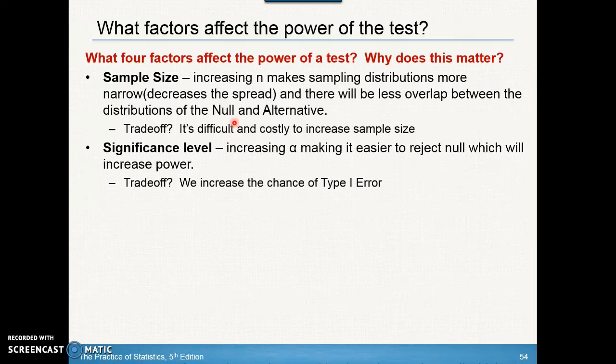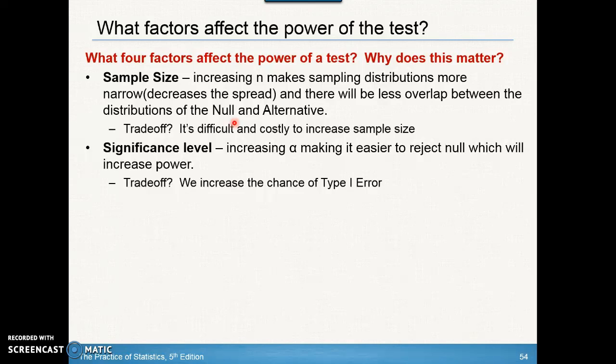All right, now what about the significance level? If you increase alpha, it actually makes it easier to reject the null, which increases the power because we're rejecting the null more often. Okay, so it's allowing us to reject the null more often when we need to. The trade-off, though, remember what that is: that then increases the probability of a type 1 error because we are rejecting the null sometimes when we shouldn't.